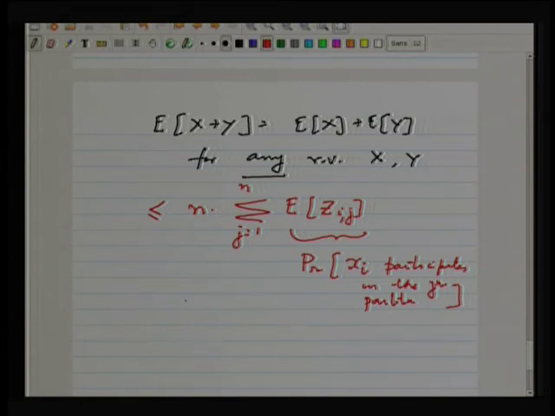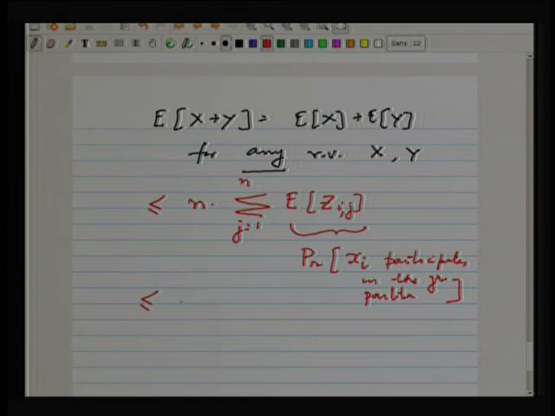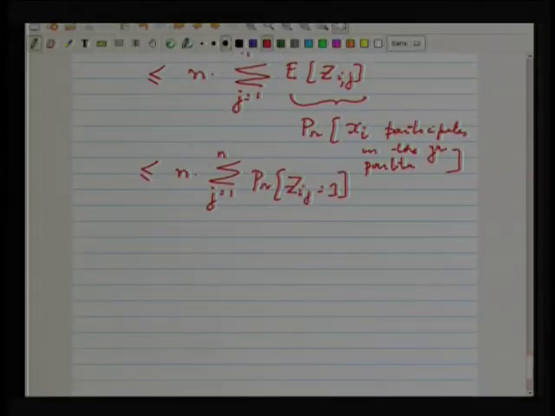So, it is a 0-1 variable. The probability that something is 0 times 0 is 0. So, it is only the other term, the probability that Z_ij equal to 1 times the value 1, that is exactly this one. So, the whole thing comes down to analyzing this quantity, n times the sum over j equal to 1 through n. What is the probability that Z_ij equal to 1? So, what is the probability that a certain random variable will be affected? This will give us a bound.